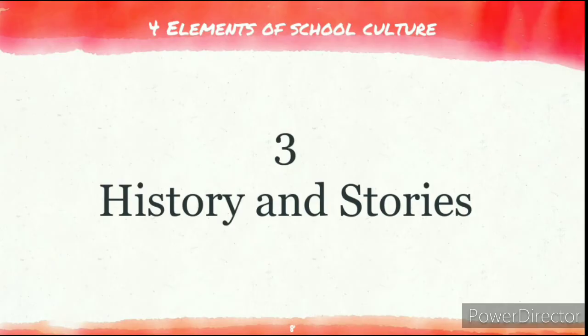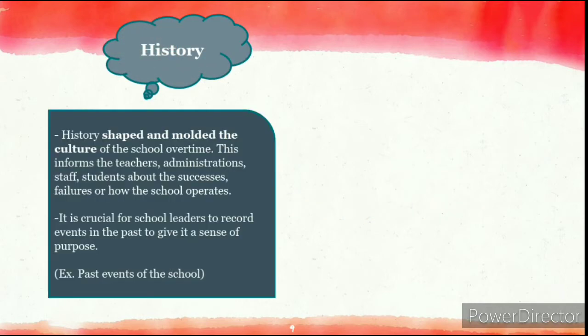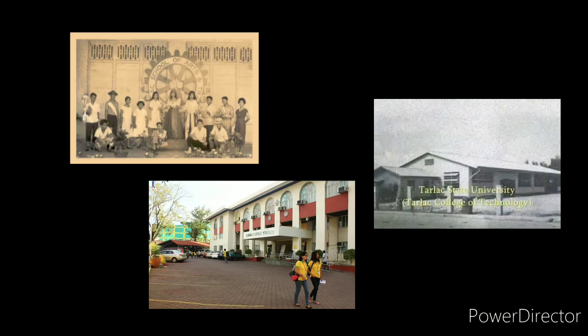The third element is history and stories. History. History shaped and molded the culture of the school over time. This informs the teachers, administrators, staff, and students about the successes, failures, or how the school operates itself. One of the most important parts of a school is its history.